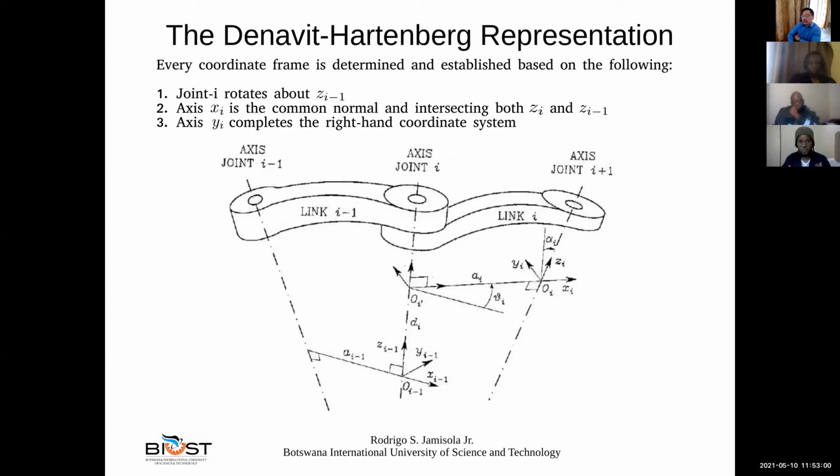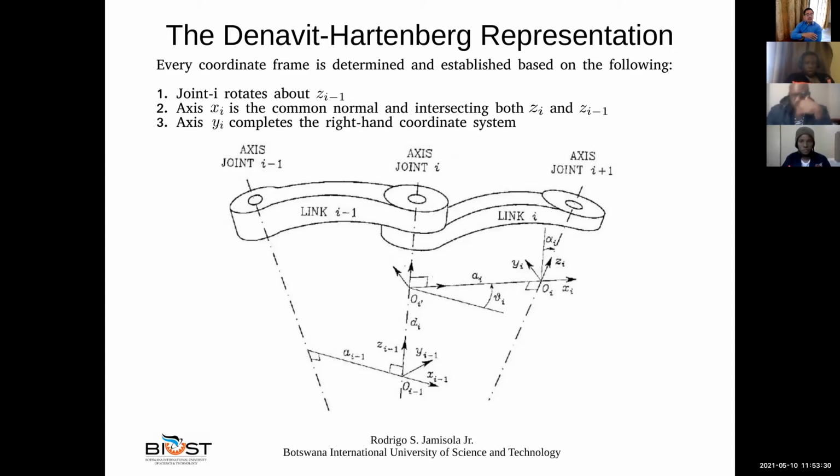So the first important detail is that you don't need to memorize this, because whenever we have an examination, I will give it to you. Nobody, even me, memorizes it. I just know by rule of thumb what the convention is, but I don't memorize it. Anyway, I will give you this convention. So now for joint i, joint i rotates about Z(i-1).